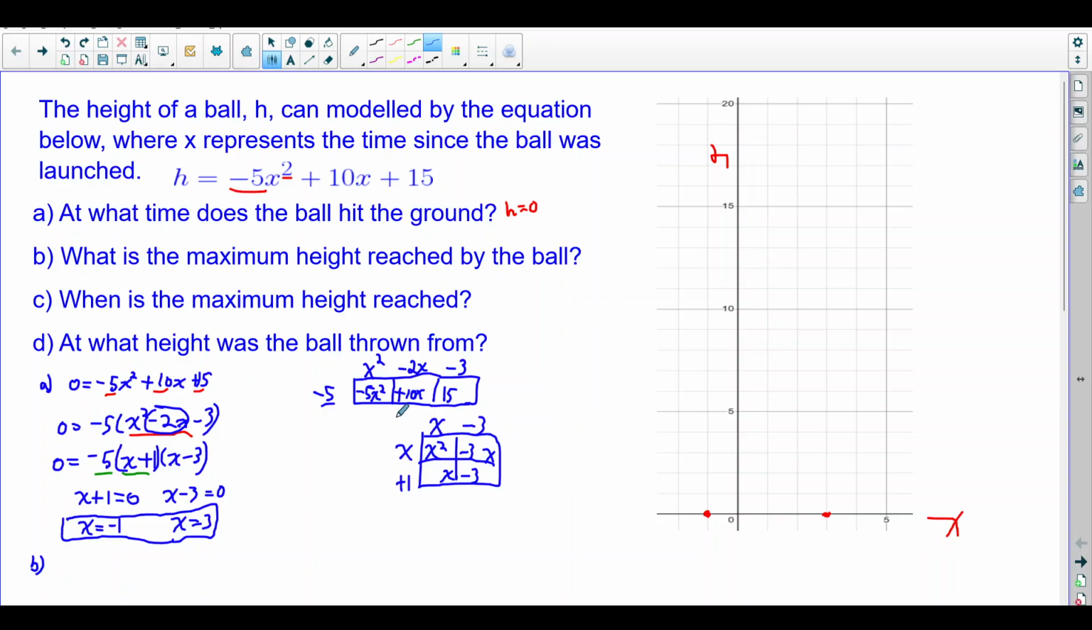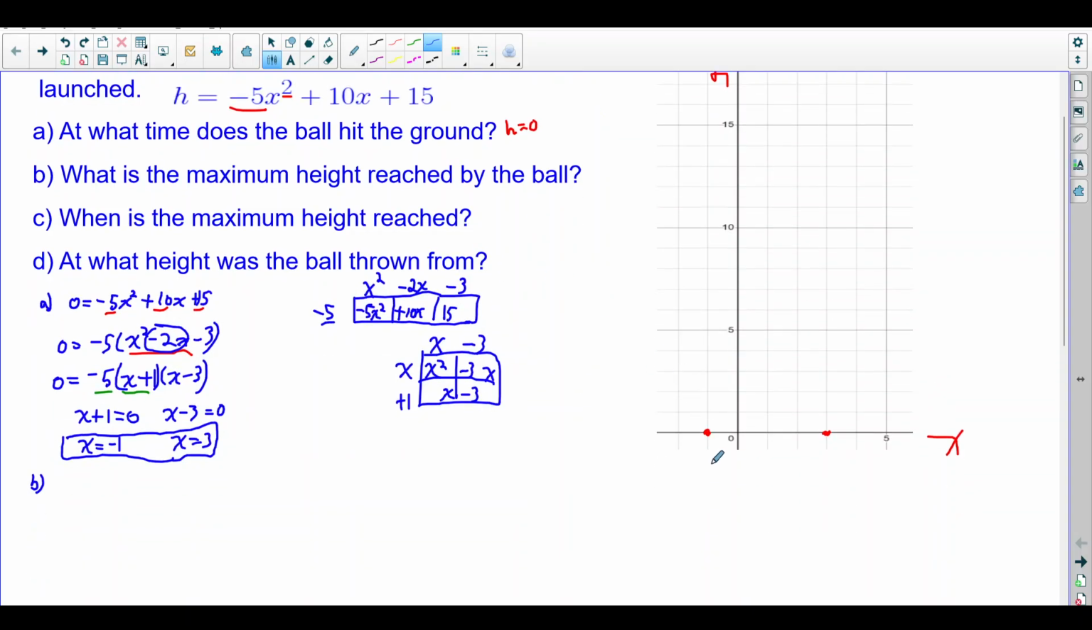Part B asks us what is the maximum height reached by the ball. So the maximum height is really just asking for the vertex. And the vertex of the quadratic has to happen halfway between the two x-intercepts. So the x-coordinate of the vertex is going to equal the midpoint of the two zeros, or x-intercepts. So we just add those two and divide by 2. That's how we find where the middle is.